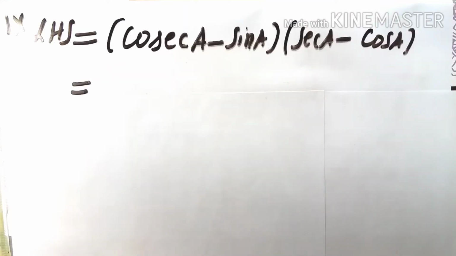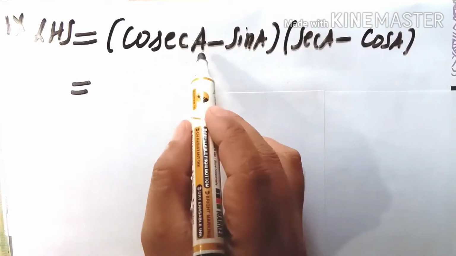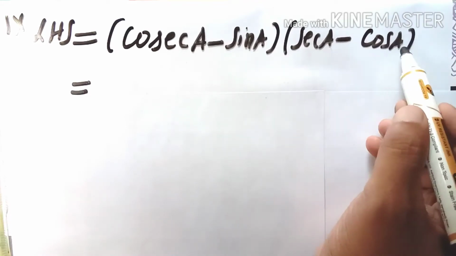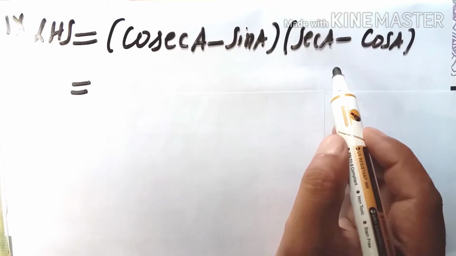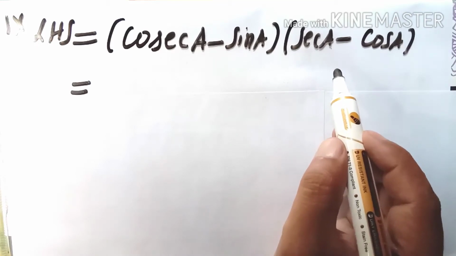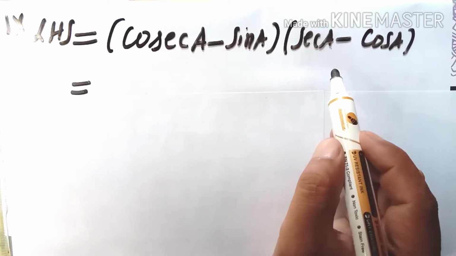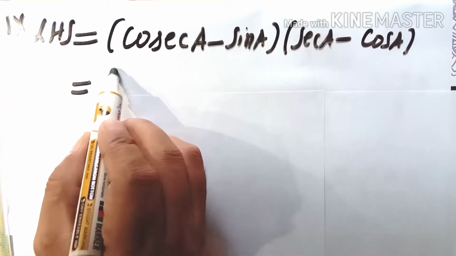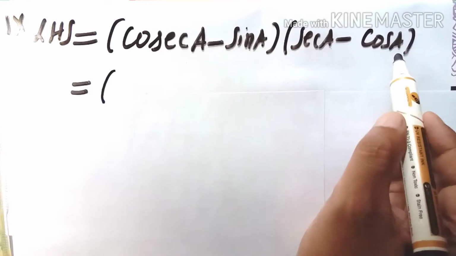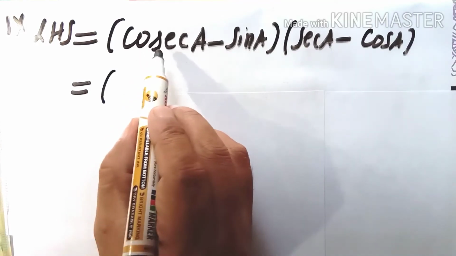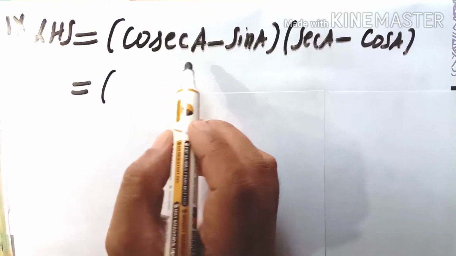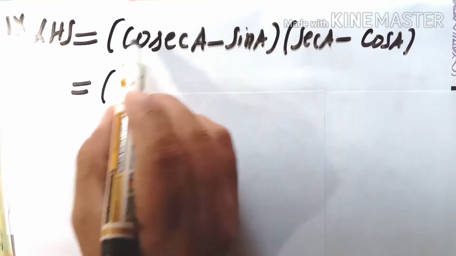Question number 9. LHS: (cosec A − sin A) into (sec A − cos A). According to the question, you'll have to prove LHS and RHS separately. So let's have a look first at the left hand side. Since all the given terms are without squares, one must convert the given terms into sin θ or cos θ. So at that time we take the reciprocal.